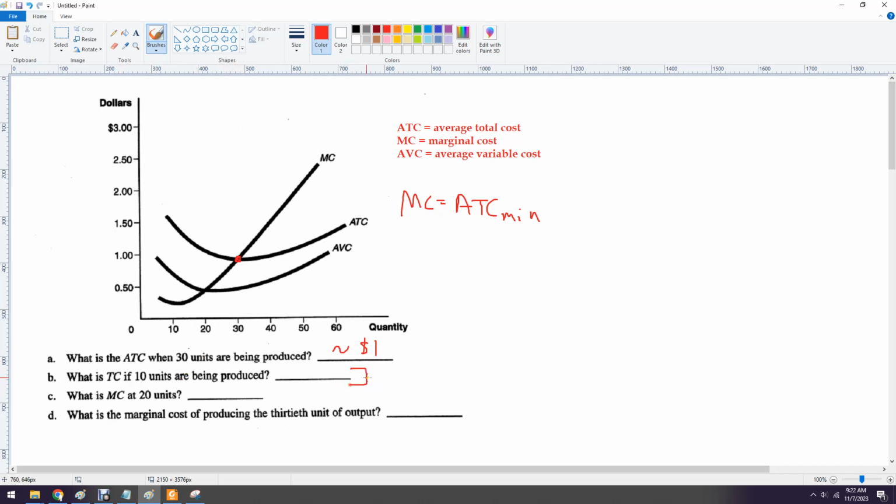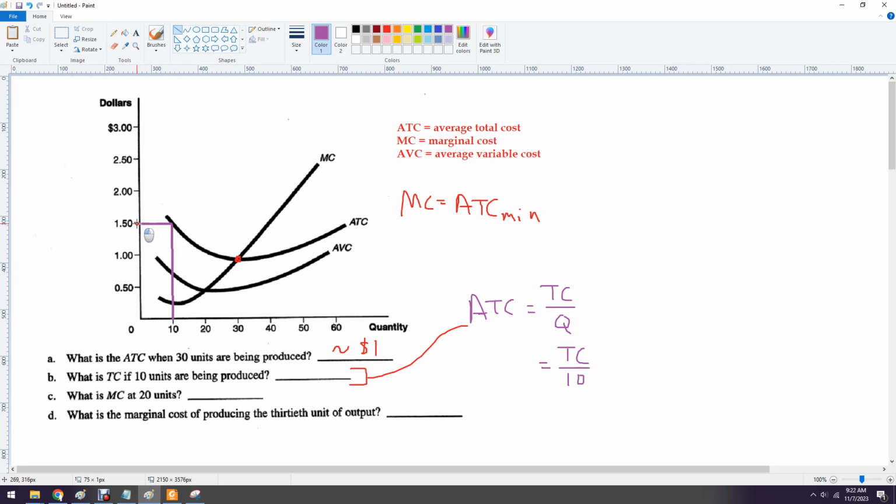For this one, we need to call up the formula for average total cost. The average total cost formula is total cost divided by quantity. Since we'll know two of these off the graph, we know that quantity is 10. We don't know total cost, so now we're going to read the graph and find out what the average total cost is at 10 units. So 10 units is here. Just draw a line right up there, right about $1.50.